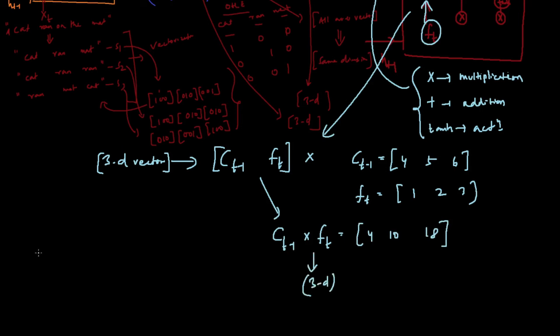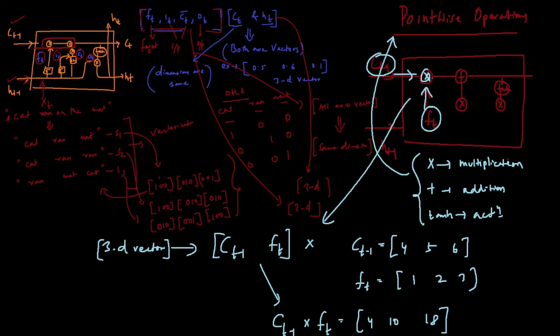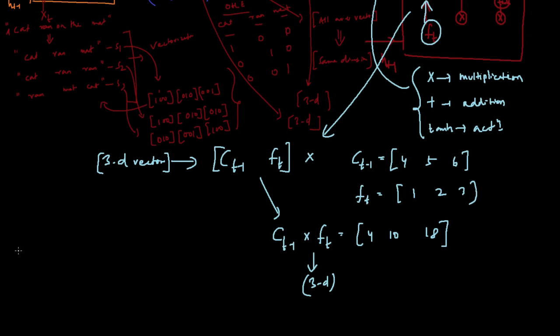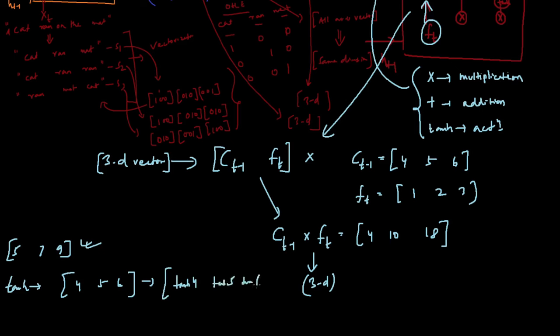Same with addition. Now there is no addition here, but imagine there is an addition. Addition is going to be 5, 7, 9. Right? As simple as that. Now, what will be tanh? Imagine you have 4, 5 and 6. The output is going to be tanh of 4, tanh of 5, tanh of 6. Now, the exact numbers, you can use a calculator to find. So, this is how things work.